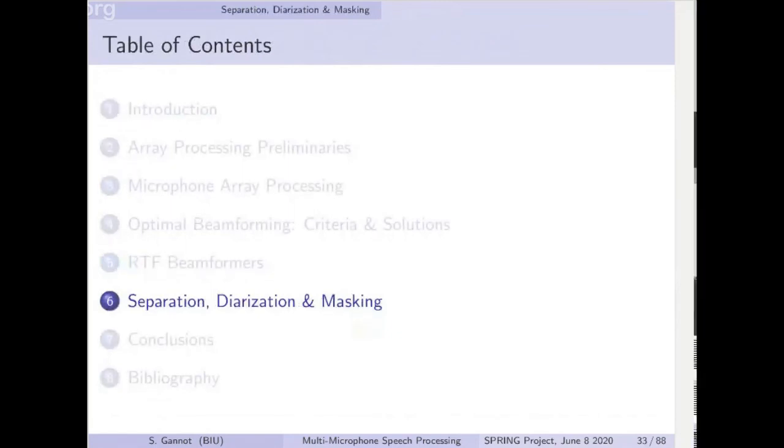And this is exactly where I think I should stop. Maybe we can have a few questions. And in the next part, I will go into details on a specific algorithm that also applies diarization and masking.